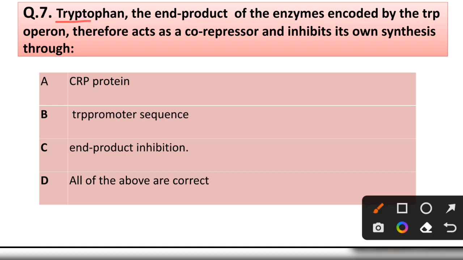Question number 7. Tryptophan, the end product of the enzymes encoded by the trp operon, therefore acts as a co-repressor and inhibits its own synthesis through CRP protein, trp promoter sequence, end product inhibition. All of the above are correct. Answer is option C, end product inhibition.